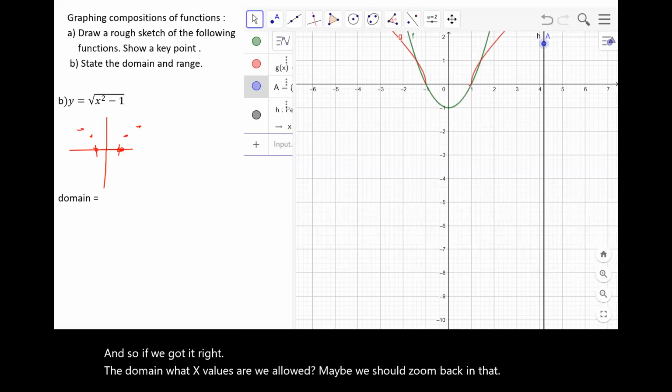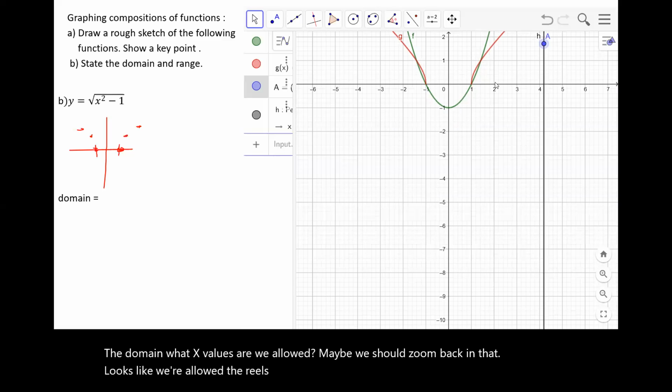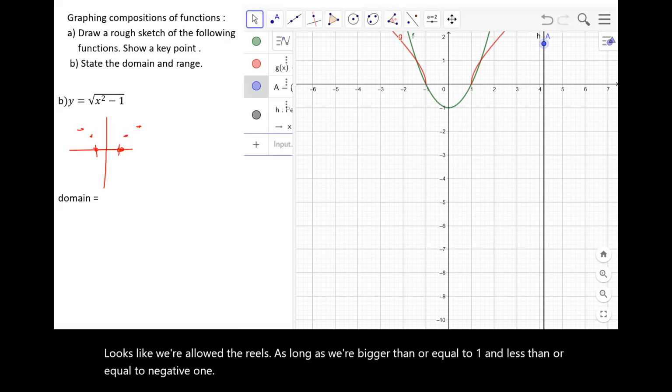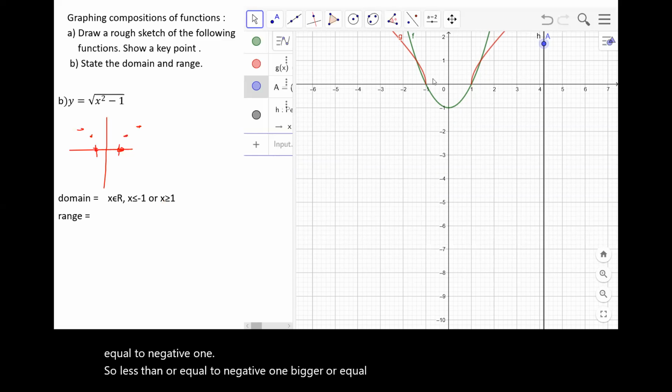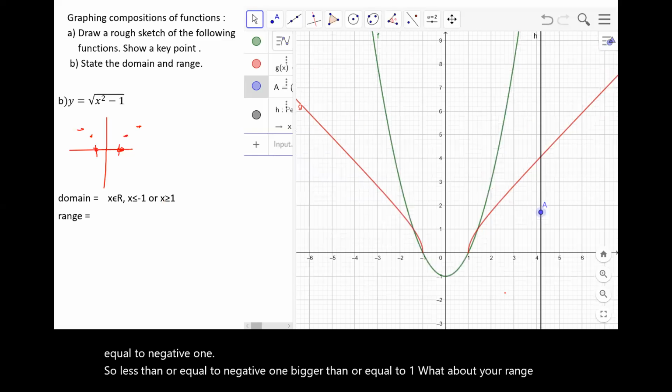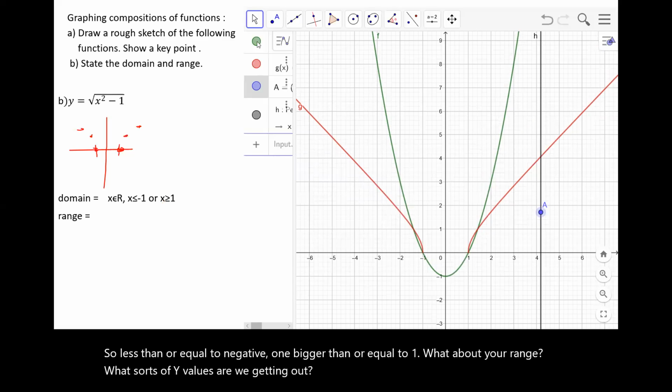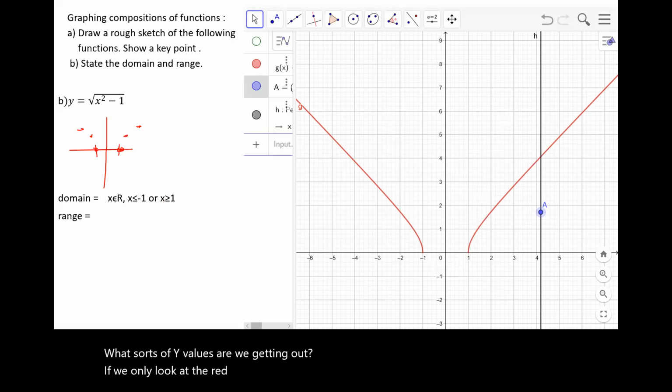Looks like we're allowed the reals as long as we're bigger than or equal to 1 and less than or equal to -1. So less than or equal to -1, bigger than or equal to 1. What about your range? What sorts of y values are we getting out? If we only look at the red graph, looks like they're all positive as well.